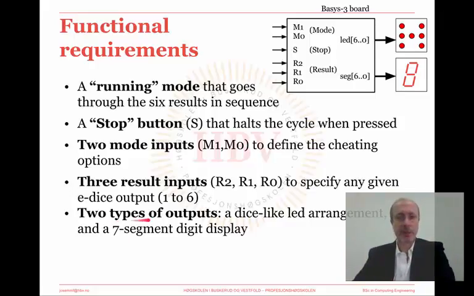And we will need 2 types of outputs. We will need a set of LEDs to represent the dots in the dice, and also a 7-segment digit that will be used to display the result in decimal form.